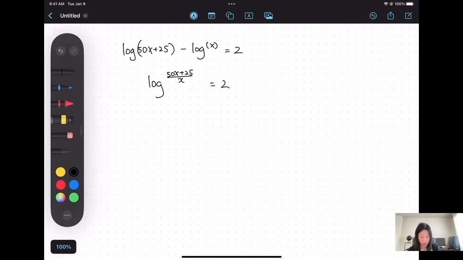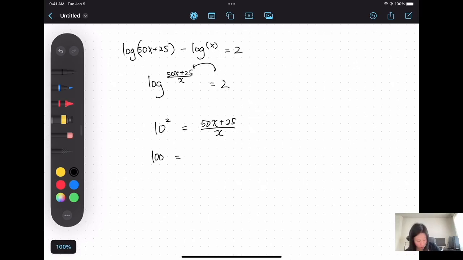Okay, so this one, I'm going to write it as an exponential function, which is using method 1. 10 times, I swap these two, square equals to 50x plus 25 over x. Now I will have 100 equals to 50x plus 25 times x. And now I multiply x on both sides. I will have 100x equals to 50x plus 25.